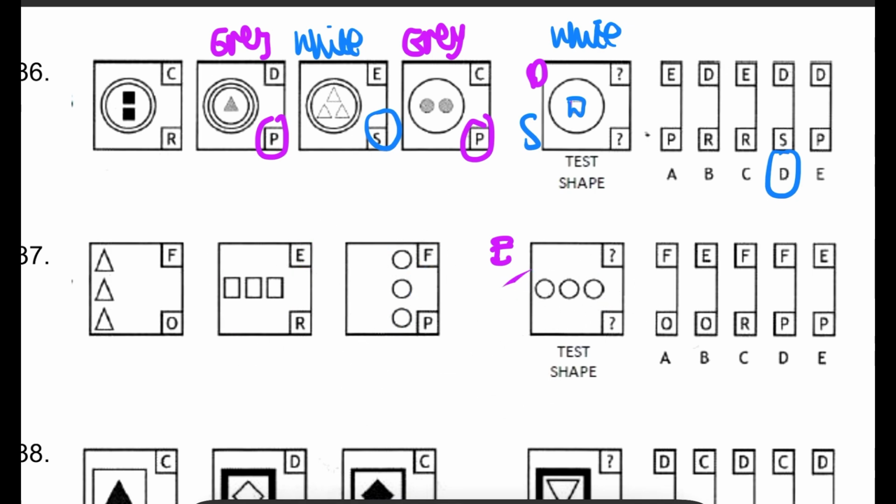Then on to the second letter. So they've got three different second letters, and that's because we've got three different shapes: a triangle, a square, and a circle. These are circles, match this one. So the second letter here is a P, E, P, the answer is E.